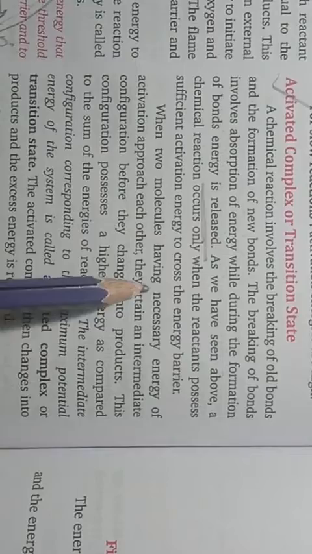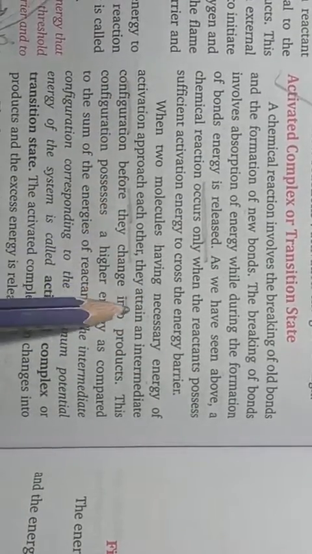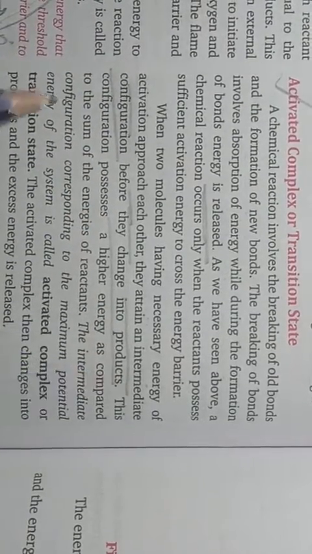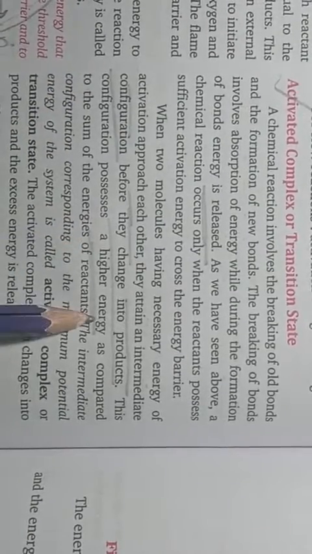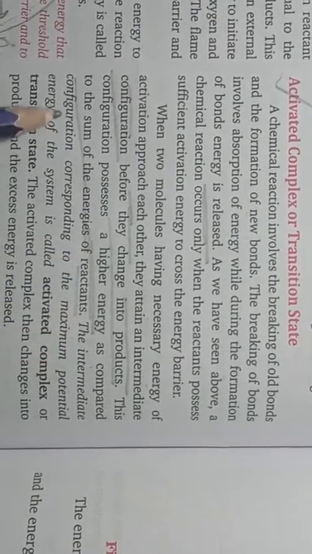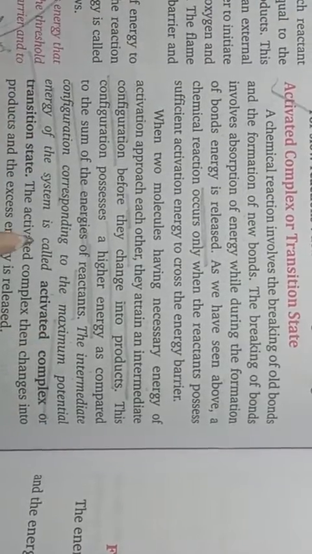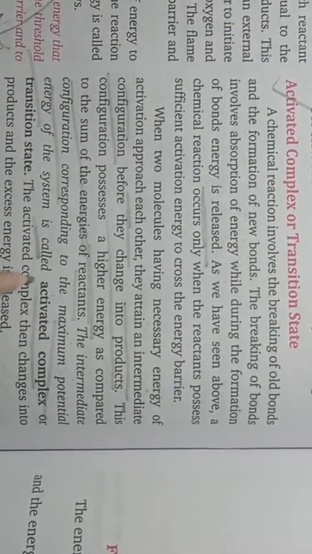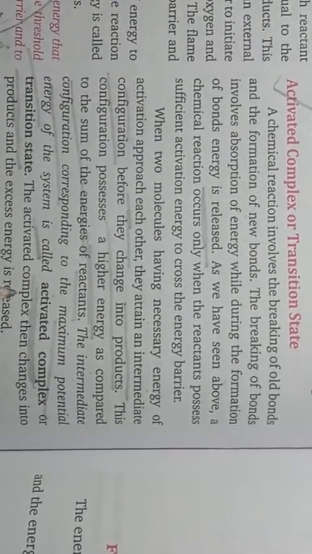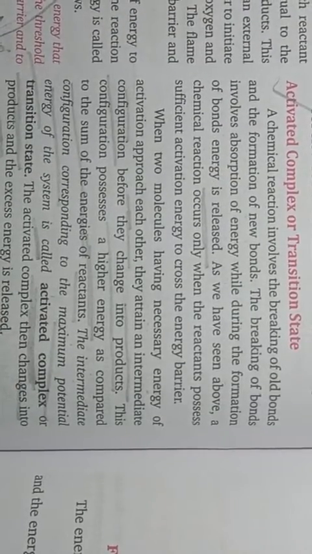So when two molecules having necessary energy of activation approach each other, they attain an intermediate configuration before they change into products. This configuration possesses a higher energy as compared to the sum of the energies of reactants. The intermediate configuration corresponds to maximum potential energy of the system, and it is called as activated complex or transition state. The activated complex then changes into products and excess energy is released.